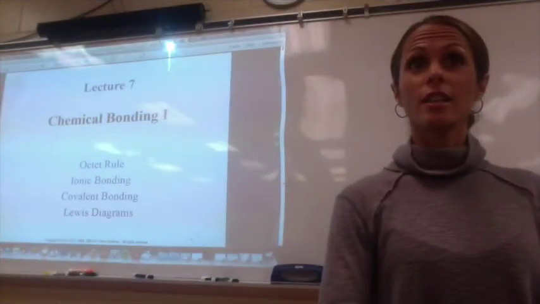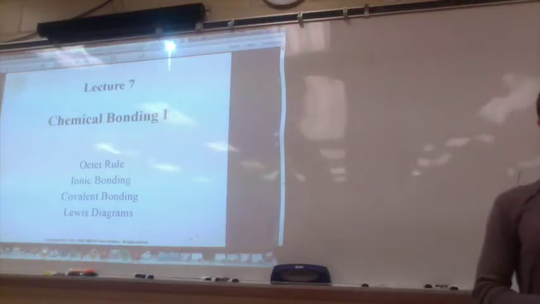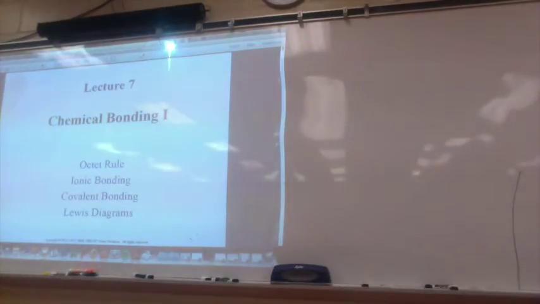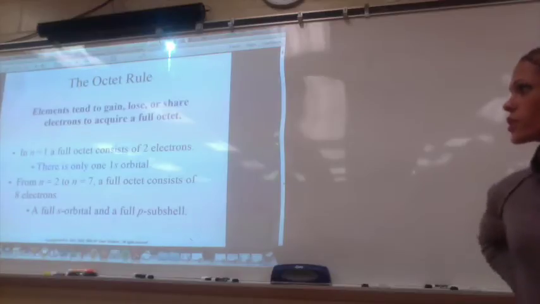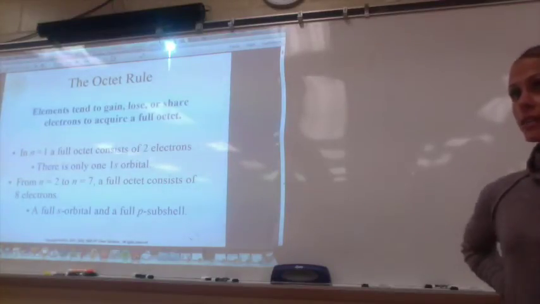We start. Ionic bonds make formula units and salts. All right, the octet rule. Elements tend to gain, lose, or share electrons to acquire a full octet.